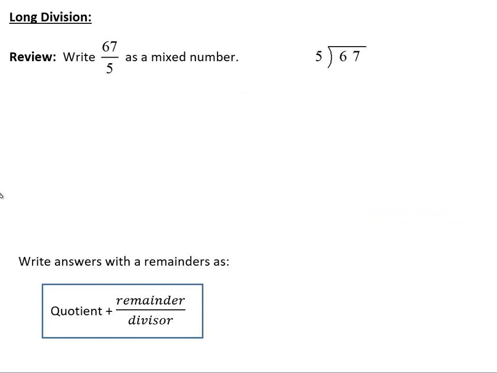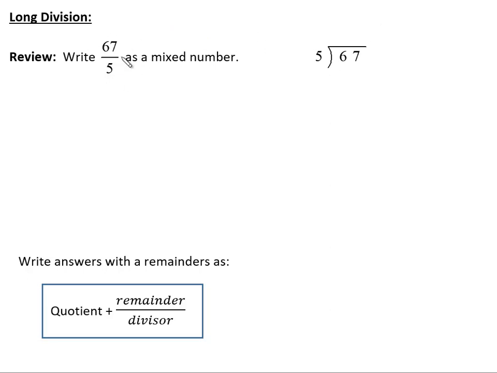Okay, let's take a look at our next section, which is going to talk about long division. And so we're just going to do an intro, think about doing the long division algorithm again. So let's say I gave you the top-heavy or improper fraction, 67/5, and I wanted you to write that as a mixed number. So mixed numbers are like 2 and a third, etc. So that would be an example of a mixed number.